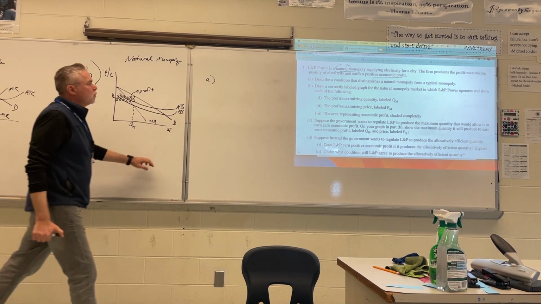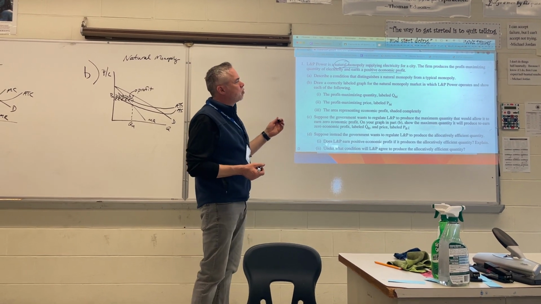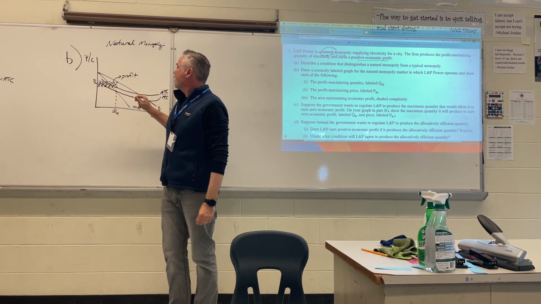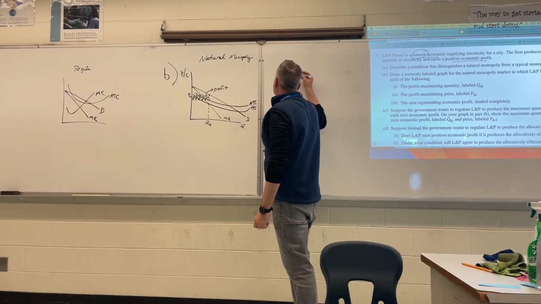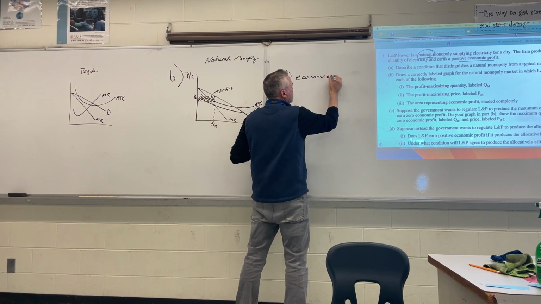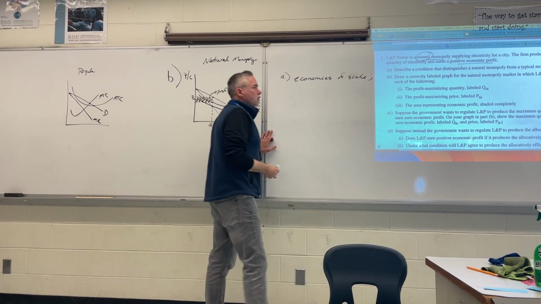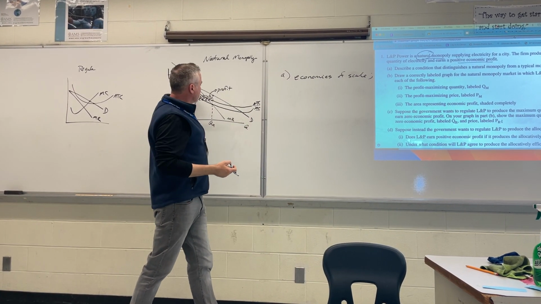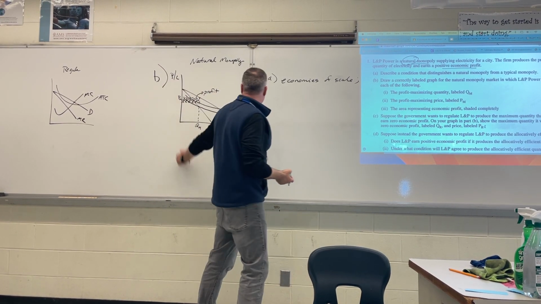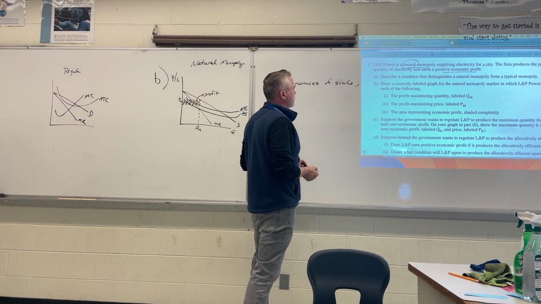Now let's go back to A here. Describe a condition that distinguishes a natural monopoly from a typical monopoly. That's what we just looked at here. One thing you could have written is economies of scale, and that would have given you the point. Economies of scale is where you have decreasing cost as your output increases, and that's what we see according to this ATC and marginal cost within that range of demand.